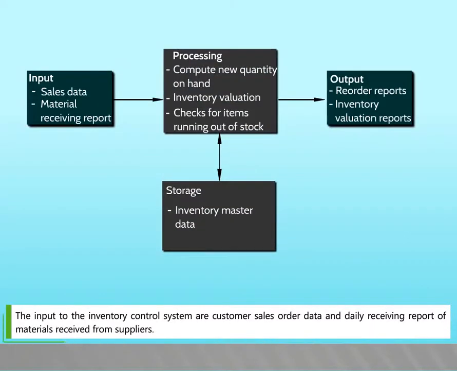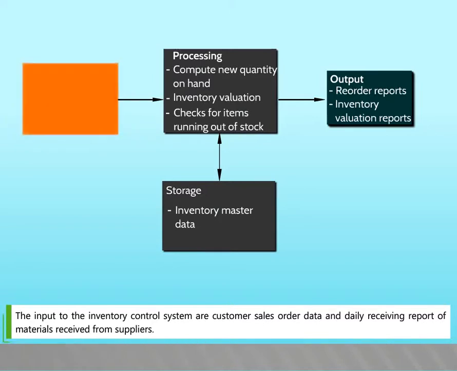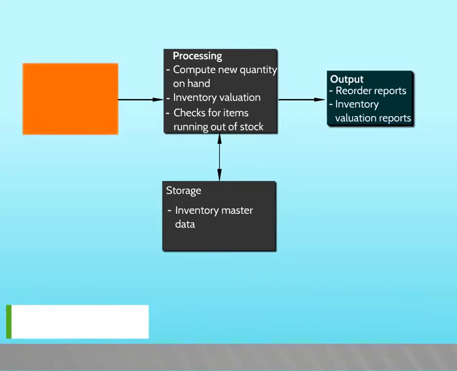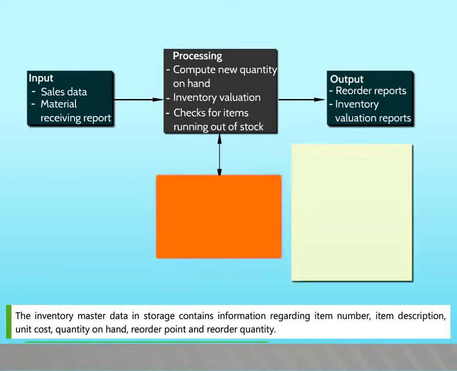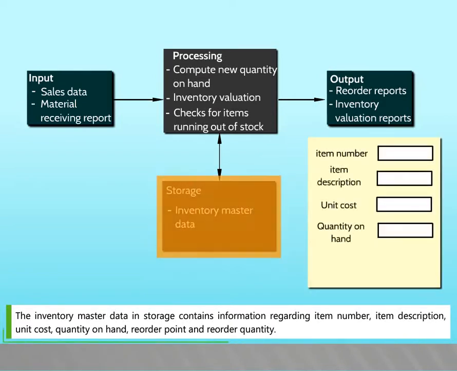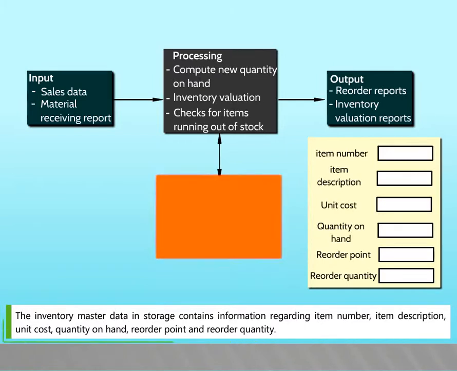The input to the inventory control system are customer sales order data and daily receiving report of materials received from suppliers. The inventory master data in storage contains information regarding item number, item description, unit cost, quantity on hand, reorder point, and reorder quantity.